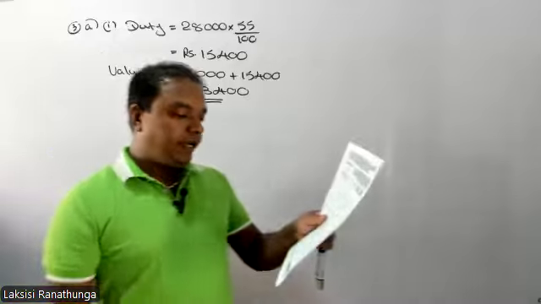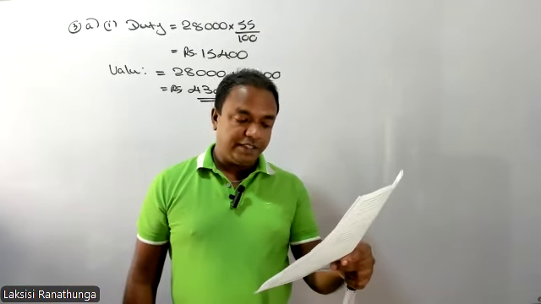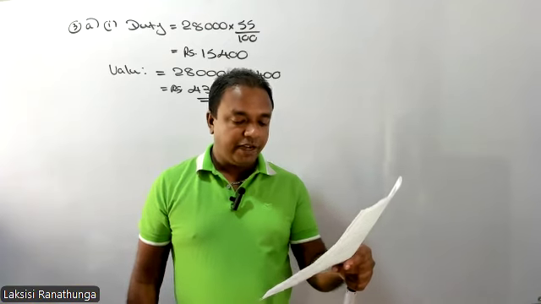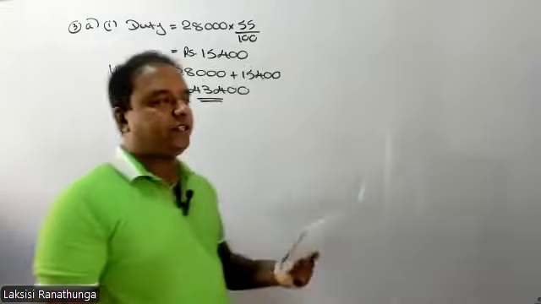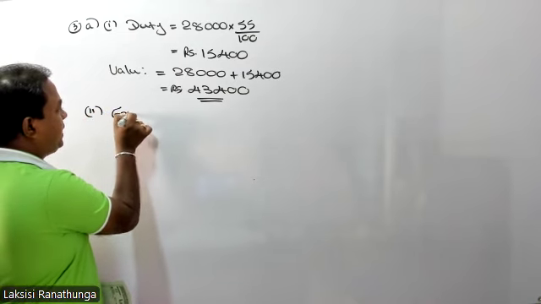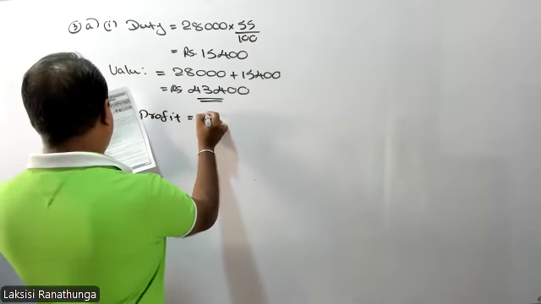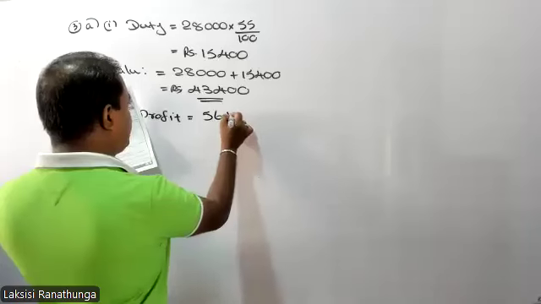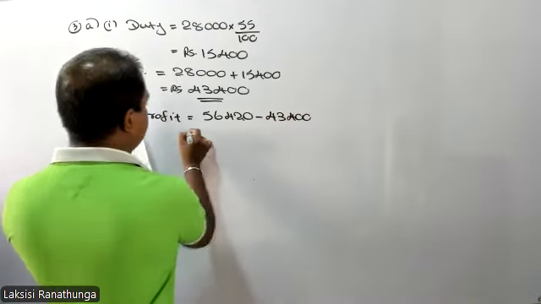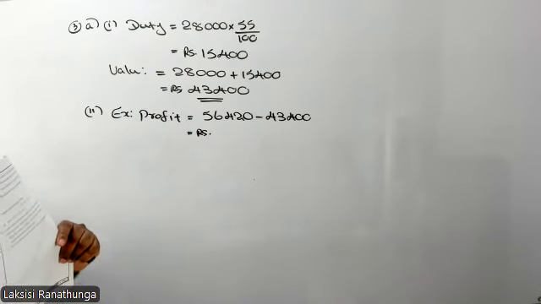Problem number 2. If it is marked 56,420 as the selling price of that equipment, find the expected profit percentage. Now we know the marked price. Therefore, find the expected profit. Expected profit is marked price 56,420 minus cost price 43,400. So, expected profit is 13,020.